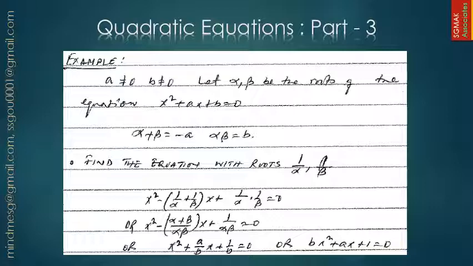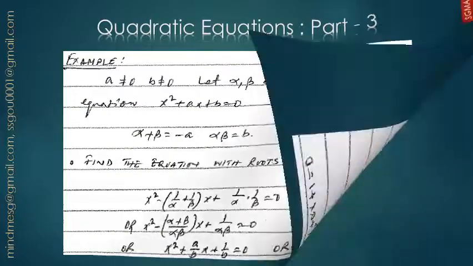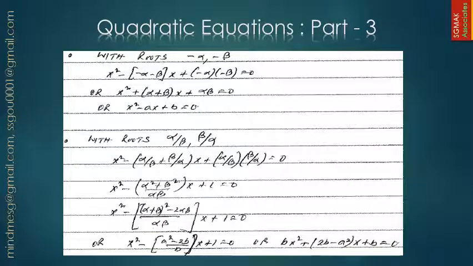Okay, so we're simply using this: if I'm given the roots, the equation is x squared minus the sum of the roots times x plus the product of the roots equals 0. Continuing on this example, what if the roots are minus alpha and minus beta? The same logic: x squared minus (minus alpha minus beta) x, then the product of the roots, so that gives you x squared plus (alpha plus beta) x plus alpha beta. We know the values of alpha plus beta and alpha beta, so that comes out to be x squared minus ax plus b equals 0.